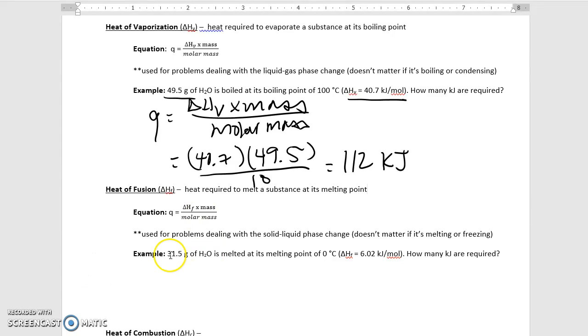Okay, so looking here, again, this is used for problems dealing with a solid-liquid phase change this time. It doesn't matter if it's melting or freezing. So this is the equation we have. It looks very similar to the equation above. The only difference is you're going to use the delta HF value that's given to you in the problem.